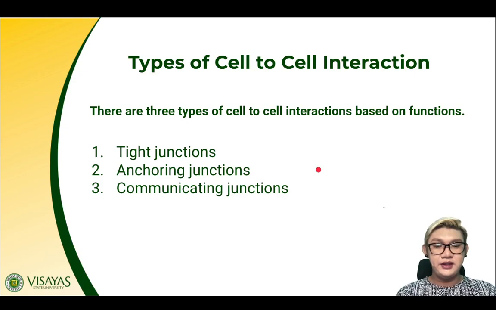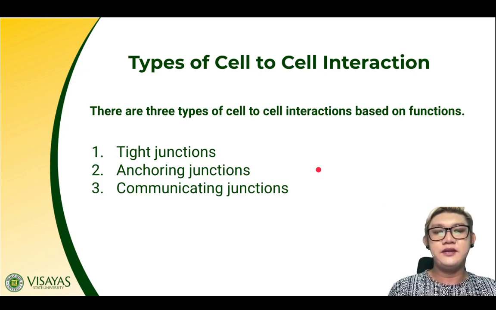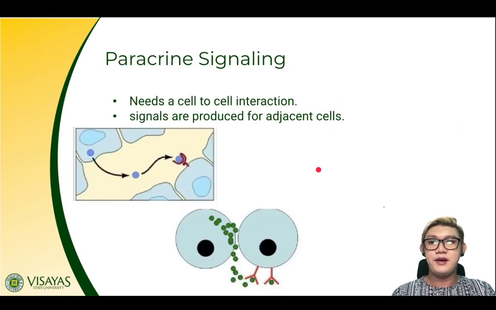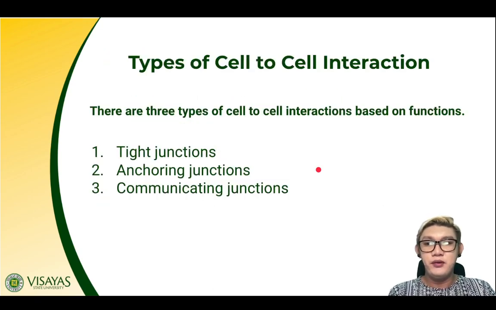Now, intracrine, autocrine, juxtacrine, paracrine, and endocrine. Those are the different modes of cell signaling.